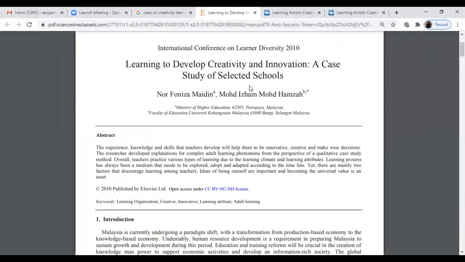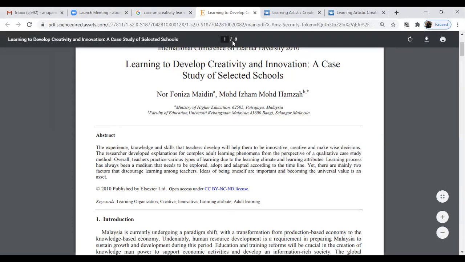I will share the complete case study on the LMS for your reference. But here, I will be reading only the first 2 pages of this. So first is the abstract, read it out, and after 5 minutes we'll start discussing.